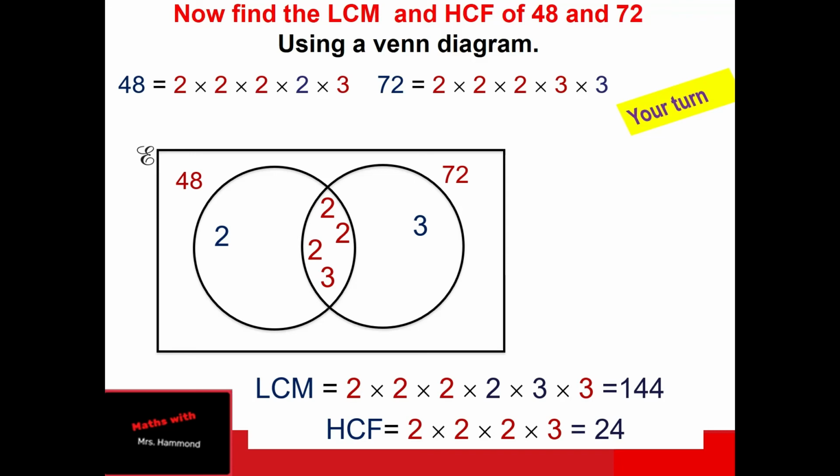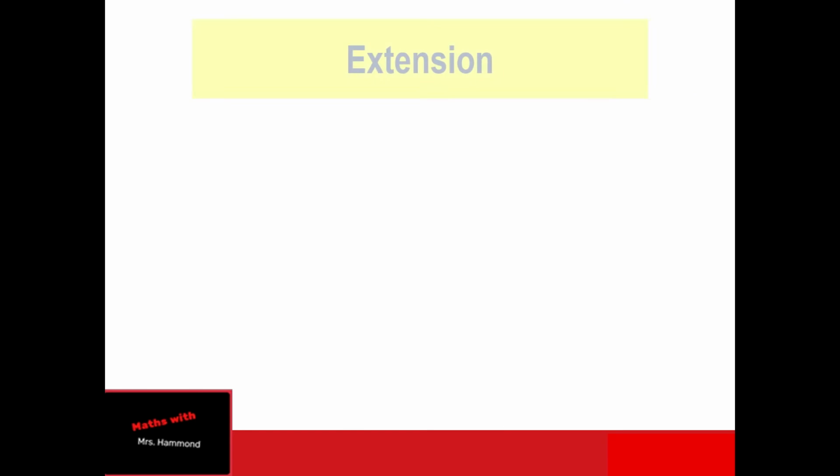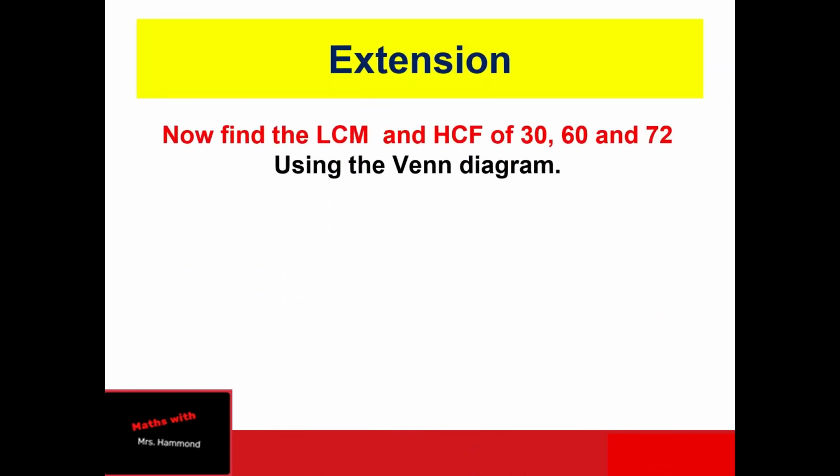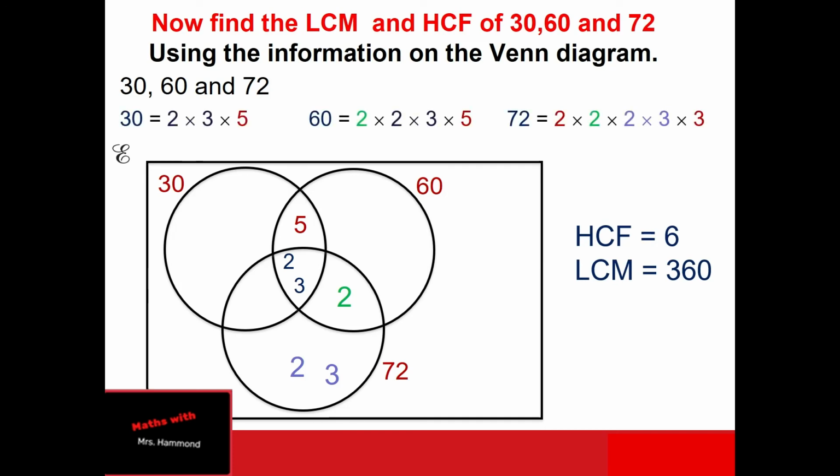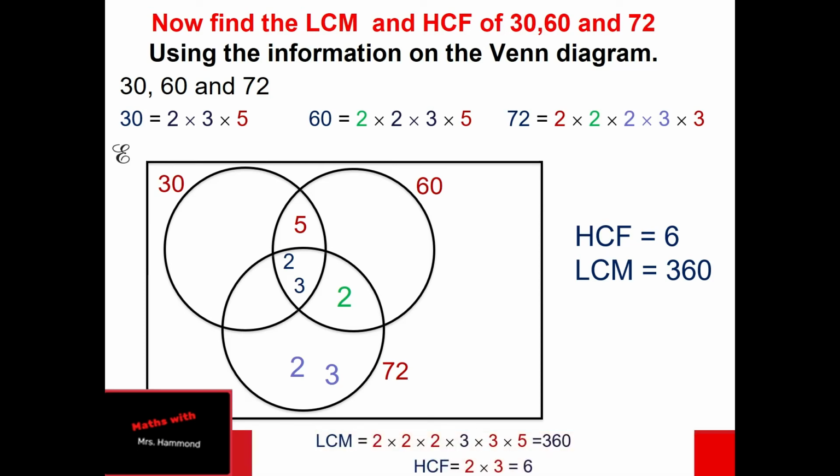But we're going to have a look at a 3-circle question. That's our extension. Pause the video now and try this example. Yes, again, we'll draw our Venn diagram. So here we've got a 3-part Venn diagram, and the section in the overlap is what we'll multiply together to give us the highest common factor. And then for the LCM, we're going to multiply all the factors embedded in all 3 circles together to get the LCM.